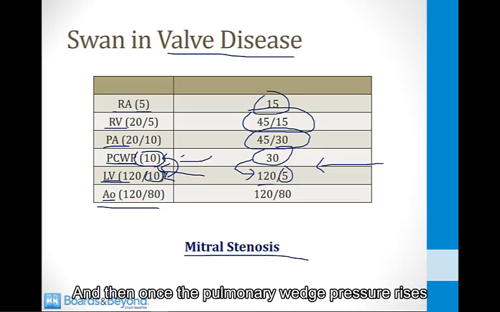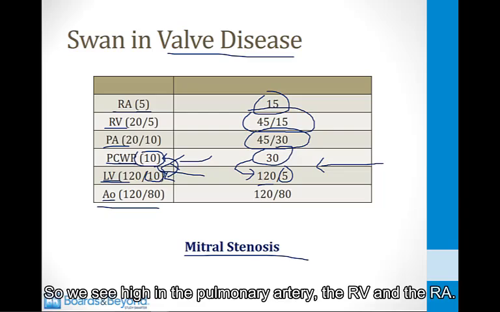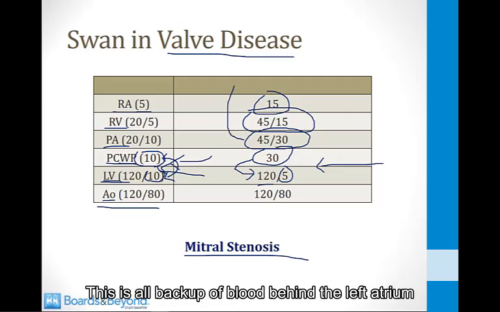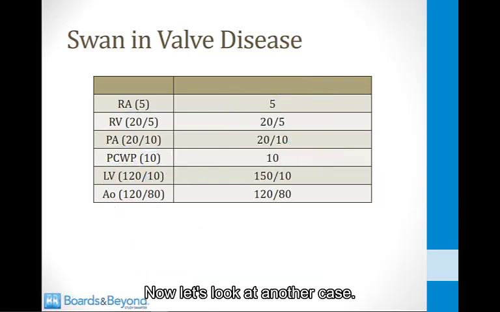And then once the pulmonary wedge pressure rises, all the pressures back up behind that level of the heart. So we see high pressures in the pulmonary artery, the RV, and the RA. This is all backup of blood behind the left atrium, which is filled with blood because of mitral stenosis. Now let's look at another case.